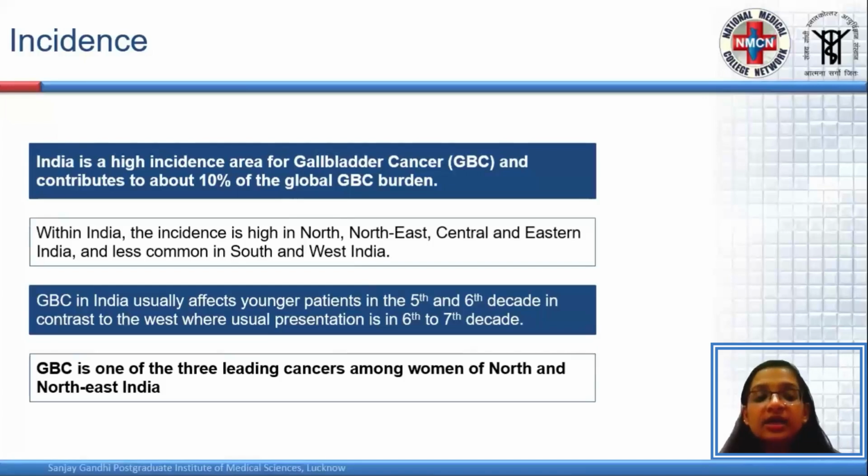Gallbladder cancer in India usually affects younger patients, around 5 to 6 decades, in contrast to the West, where it usually presents in 6 to 7 decades. It is one of the three leading causes of cancer among women in North and Northeast Asia, followed by breast and cervix.